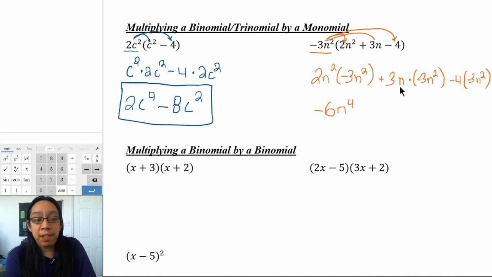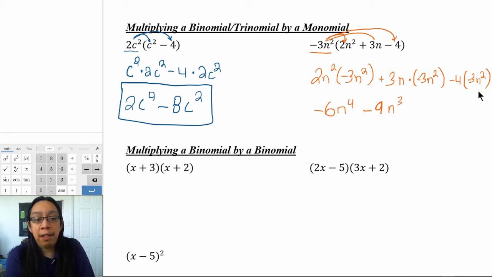So now let's move on to the next piece here. We have 3n times negative 3n squared. So 3 times negative 3 is negative 9. N and n squared, adding the exponents of those two variables will get us n to the power of 3.